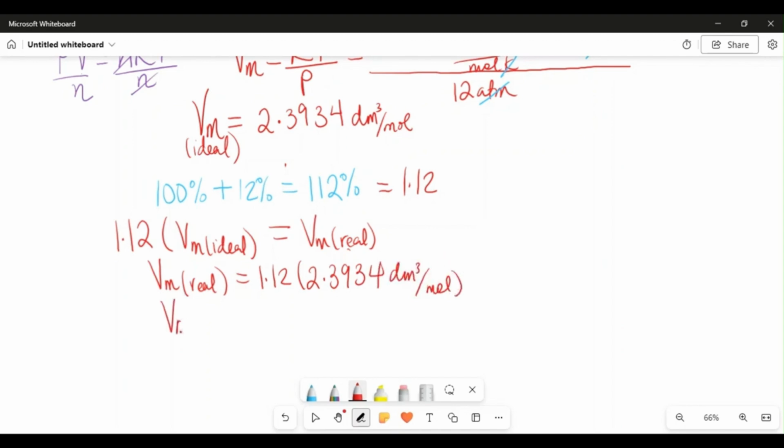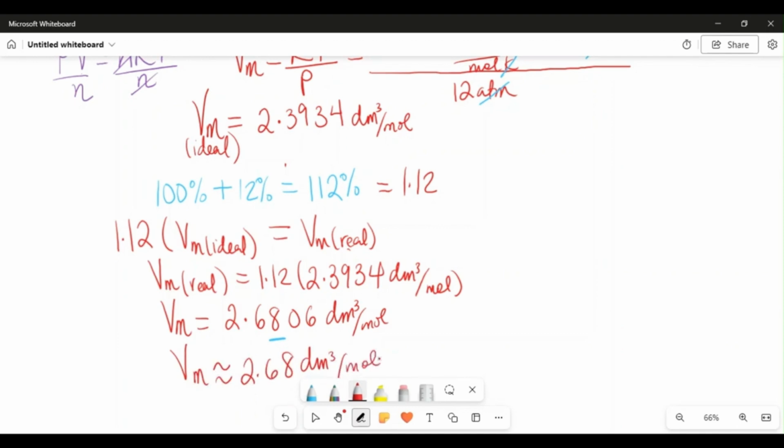What you end up with is the molar volume of the real gas is going to be 2.6806 dm cubed per mole. When we do this in three significant figures, we end up with the molar volume of the real gas being approximately 2.68 dm cubed per mole. So that is the answer to this question: 2.68 dm cubed per mole.